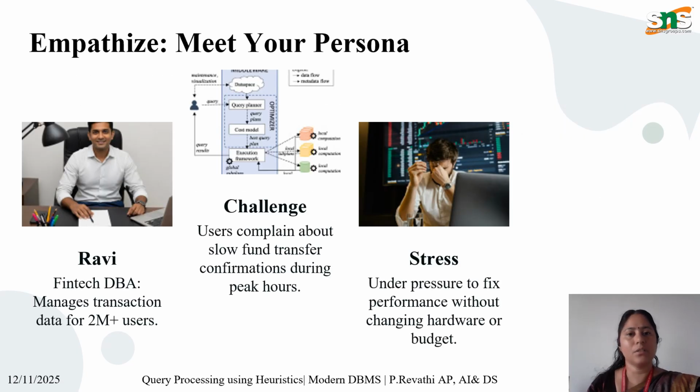Let's empathize with Ravi's situation. He faces constant user complaints about slow fund transfers during peak hours. He is under pressure to fix performance quickly but has no option to buy faster servers. His goal is clear: to make queries faster using smart logic instead of more powerful machines.